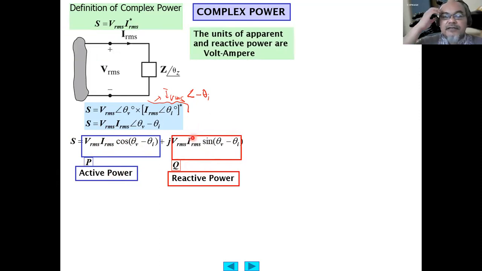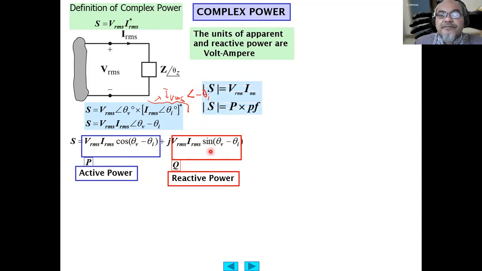This is because there is a phase difference between the voltage and the current. The unit of apparent power here, VRMS IRMS cosine theta V minus theta I, or theta Z, is volt ampere. Similarly here, this is also volt ampere. So the magnitude of S will be equal to VRMS times IRMS. Or here, this is equal to the power times the power factor, the power factor being cosine theta V minus theta I.